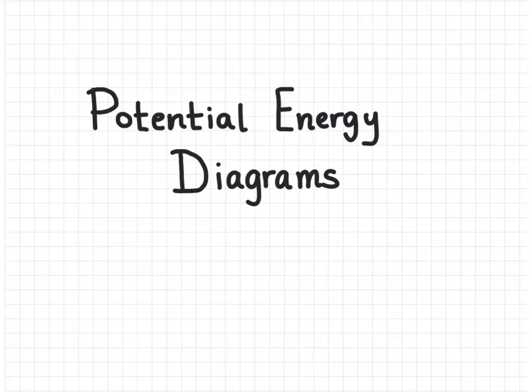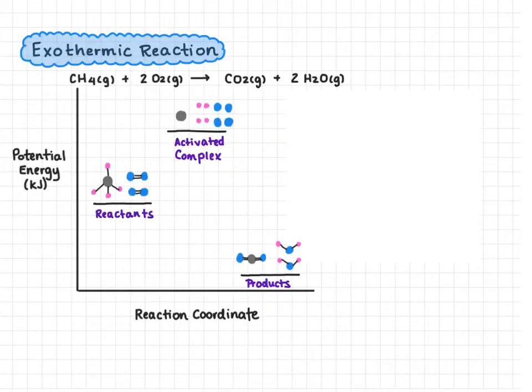In this video, we're going to look at potential energy diagrams and explore how to interpret and draw them. We're going to start with the potential energy diagram for an exothermic reaction. So this is the combustion of methane. And I've drawn here what's happening during this reaction.